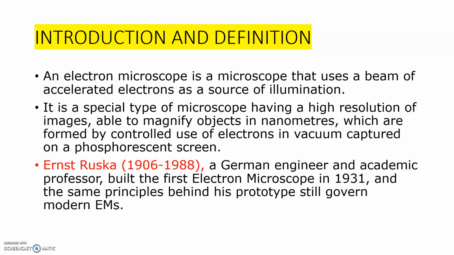So, electron microscopy produces high resolution images using electrons in a controlled form in vacuum, and those electrons are captured on a phosphorescent screen. Ernst Ruska, 1906 to 1988, was a German engineer and an academic professor. He built the first electron microscope in 1931, and the same principles behind his prototype still govern modern electron microscopes.